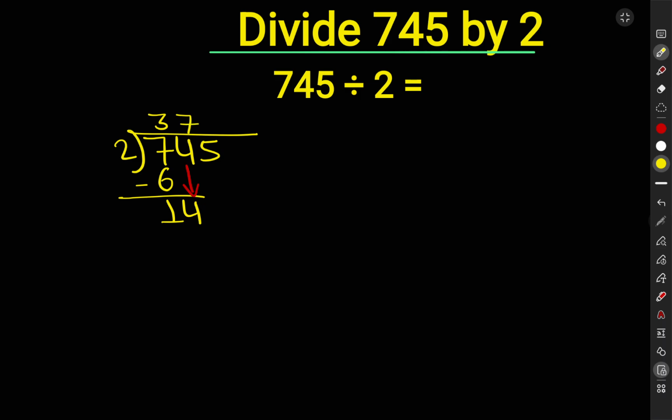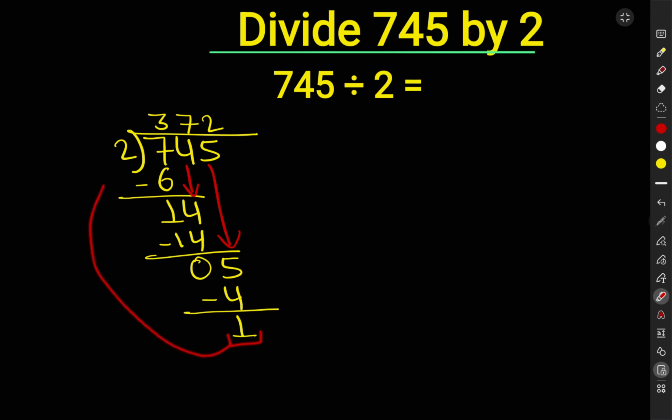So 2 times 7 is 14. On subtracting we get 0. So again we put down this 5 and 2 times 2 is 4. On subtracting we get 1. So now this 1 is less than 2 and there is no other number to put it down.